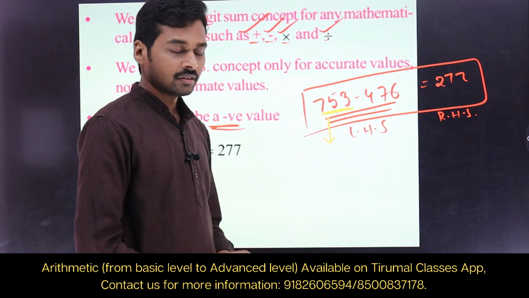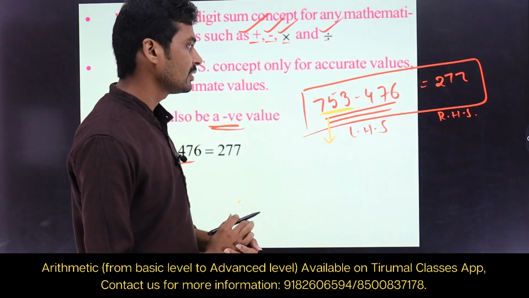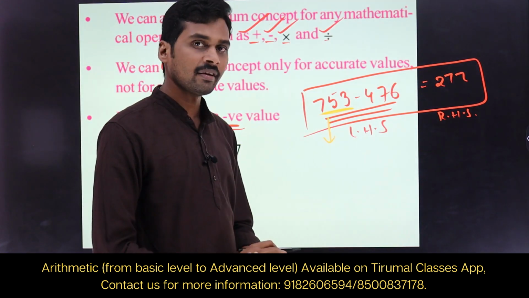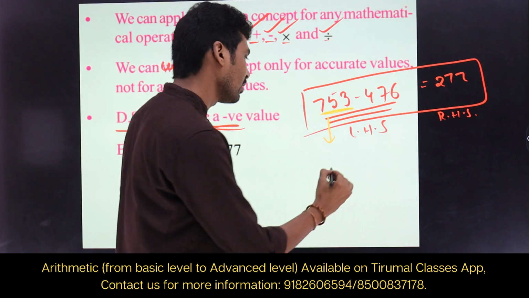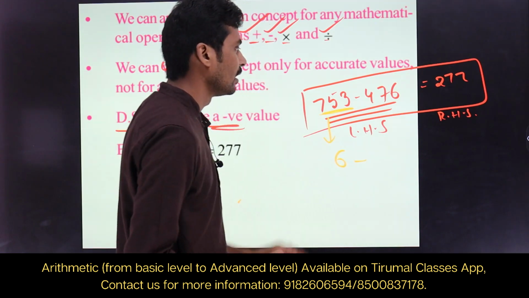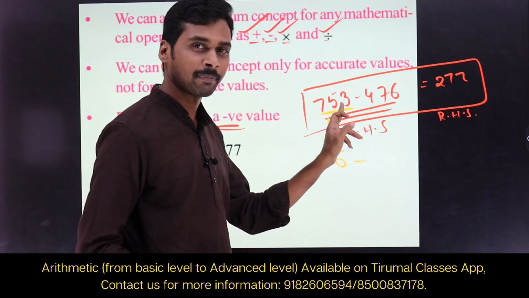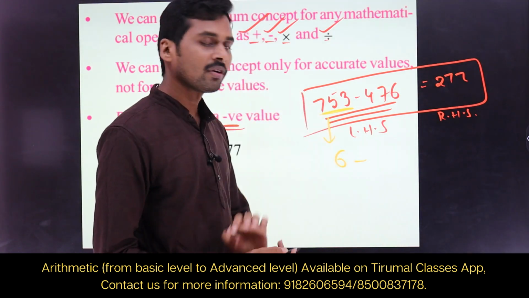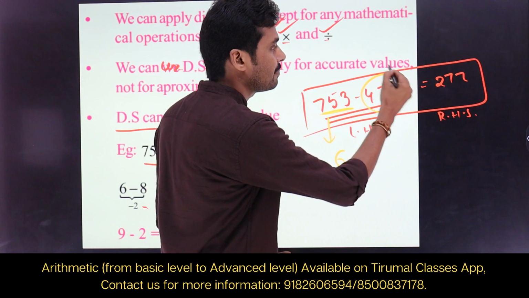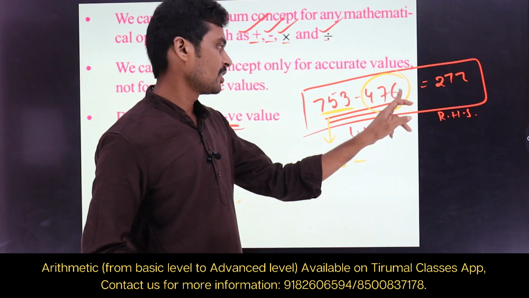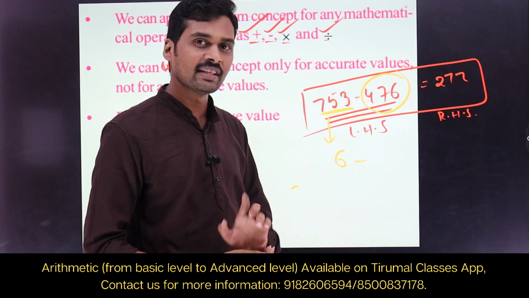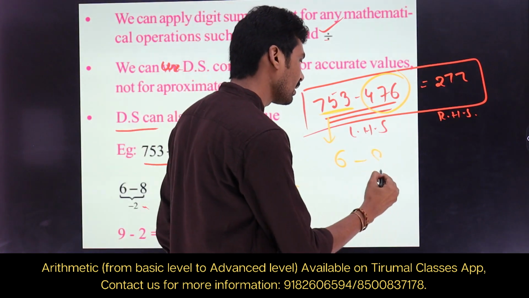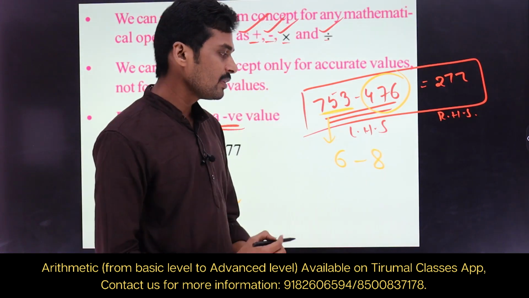First take the digit sum of 753. 7 plus 5 is 12... 7 plus 3 is 10, 10 plus 5 is 15, and 15 means 1 plus 5, which is nothing but 6. Similarly, for 476: 6 plus 4 is 10, 10 plus 7 is 17, and 17 means the digit sum is 8.